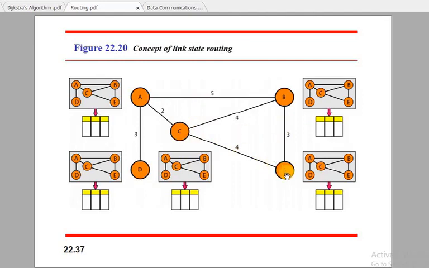Okay, so let us take an example. For E, it is going to be 4 and 3. If you look here, it is 4 and 3. If you look at B, it is 5, 4 and 3. If you look here, 5, 4 and 3.